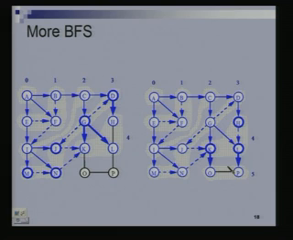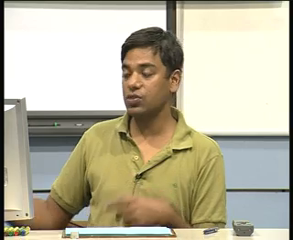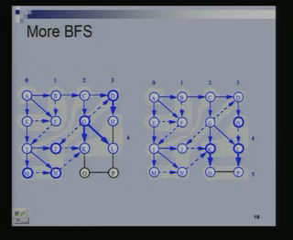Recall that we said that if a connected graph has no cycles in it, then it has n minus 1 edges. If a connected graph has n minus 1 edges, then it has no cycles in it, and it is a tree. So this is what we have. This is called the breadth first search tree, the BFS tree. This spanning tree, which is these solid lines, is the breadth first search tree.